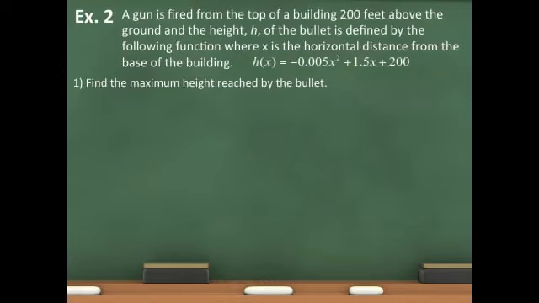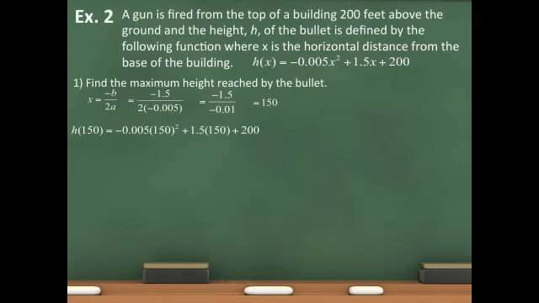The maximum value of a quadratic function occurs at the vertex. The x value of the vertex can be found using the equation x equals the opposite of b divided by 2a. In this case, a equals negative 0.005 and b equals 1.5. So x equals negative 1.5 divided by 2 times negative 0.005, which equals negative 1.5 divided by negative 0.01, which equals 150. x represents the horizontal distance from the building. The bullet reaches its maximum height at 150 feet from the building.